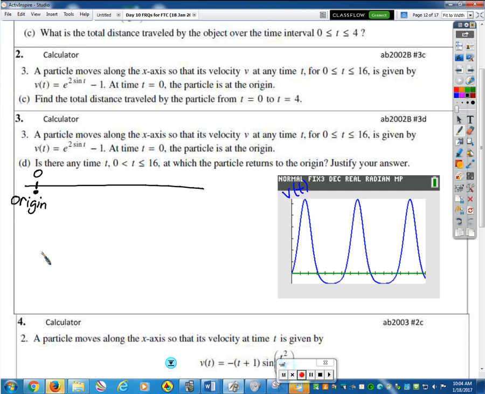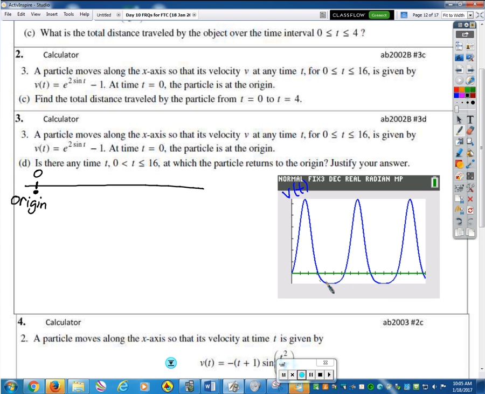Just say it out loud. From time zero, this turns out to be time pi. Use your calculator to find out. From time zero to time pi, just say it out loud. Does the particle move left, right, or both? Right. Only right, because the velocity is only positive during that time. So this area represents how much the particle moves to the right. Okay, during the next time period, pi to 2 pi, is the particle moving left, right, or both?